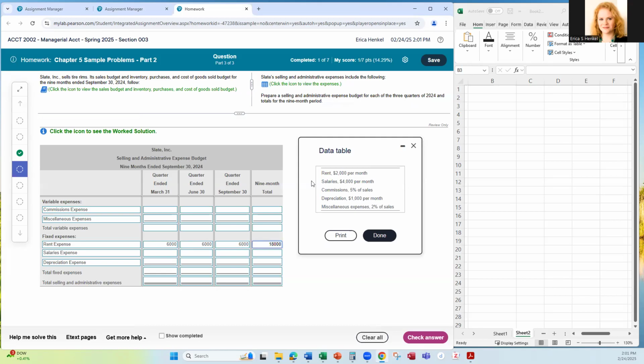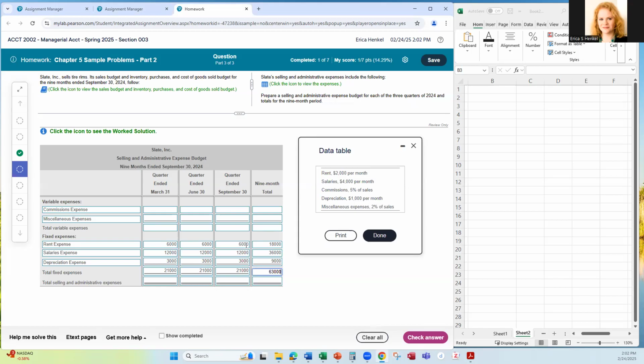Okay, so then for salaries, $4,000 a month. So 4,000 times 3 is 12,000. And then depreciation is $1,000 per month times 3 is 3,000. So 9,000 for the quarter... so 21,000 per month, or 63,000 for 9 months. Okay, so those are all of our fixed expenses.